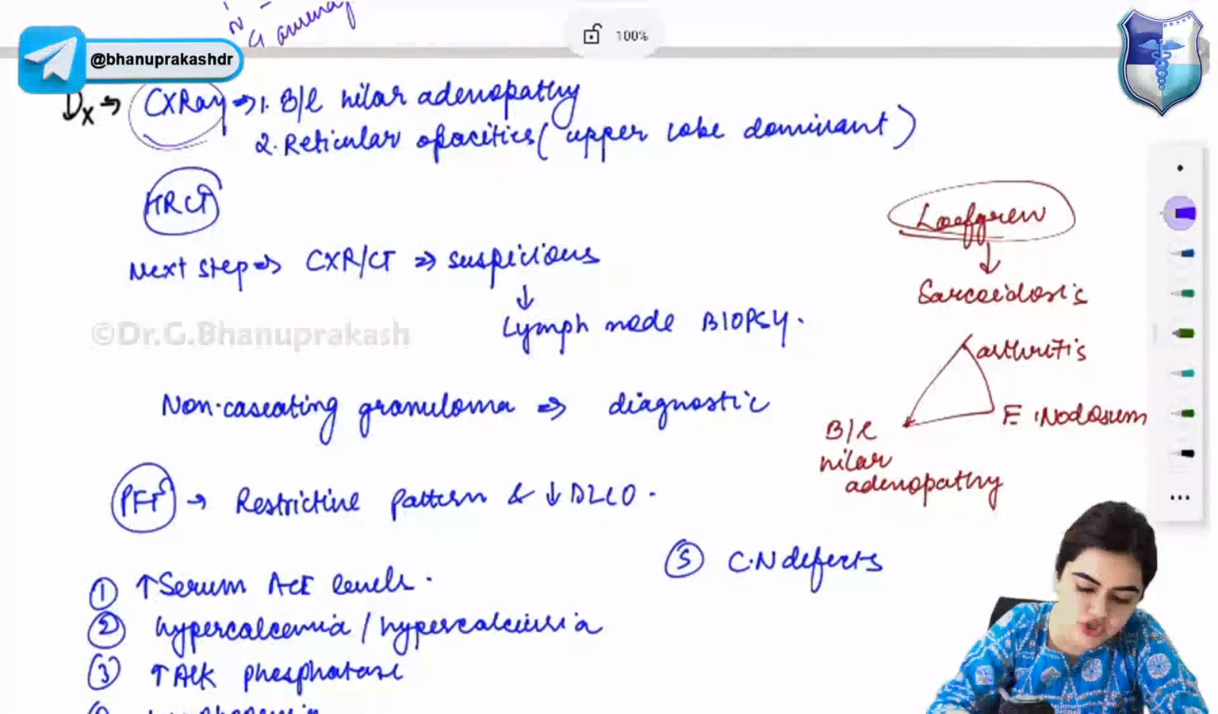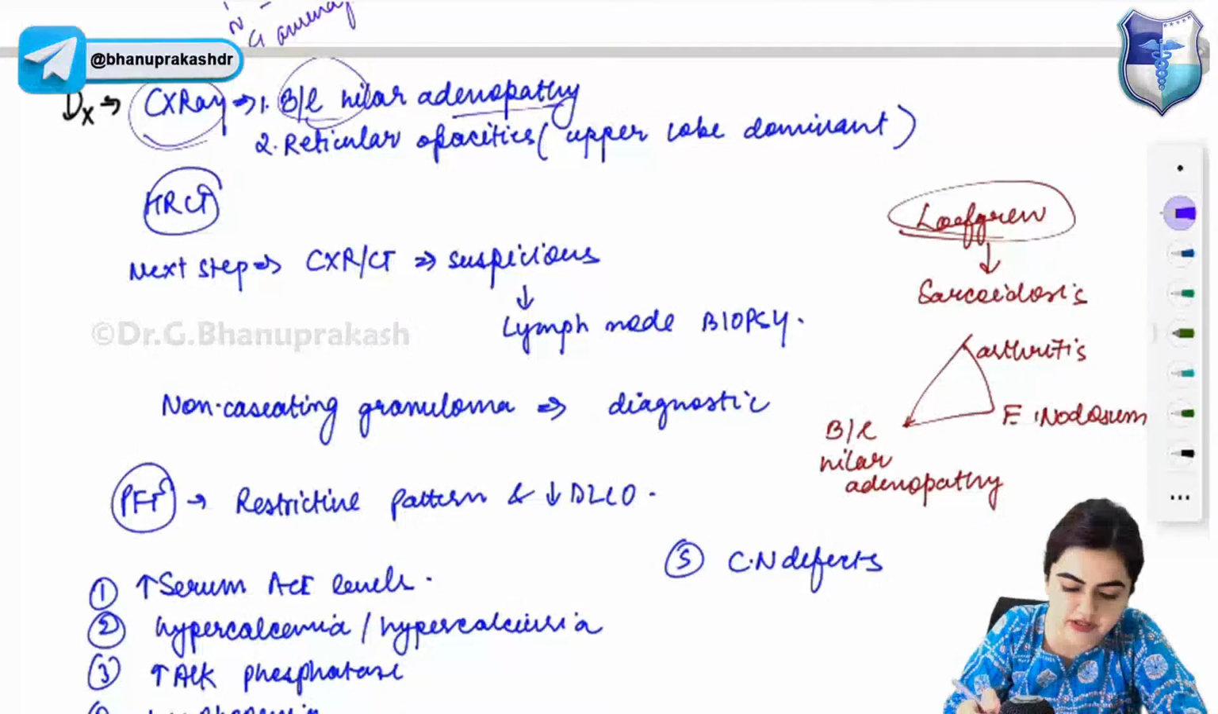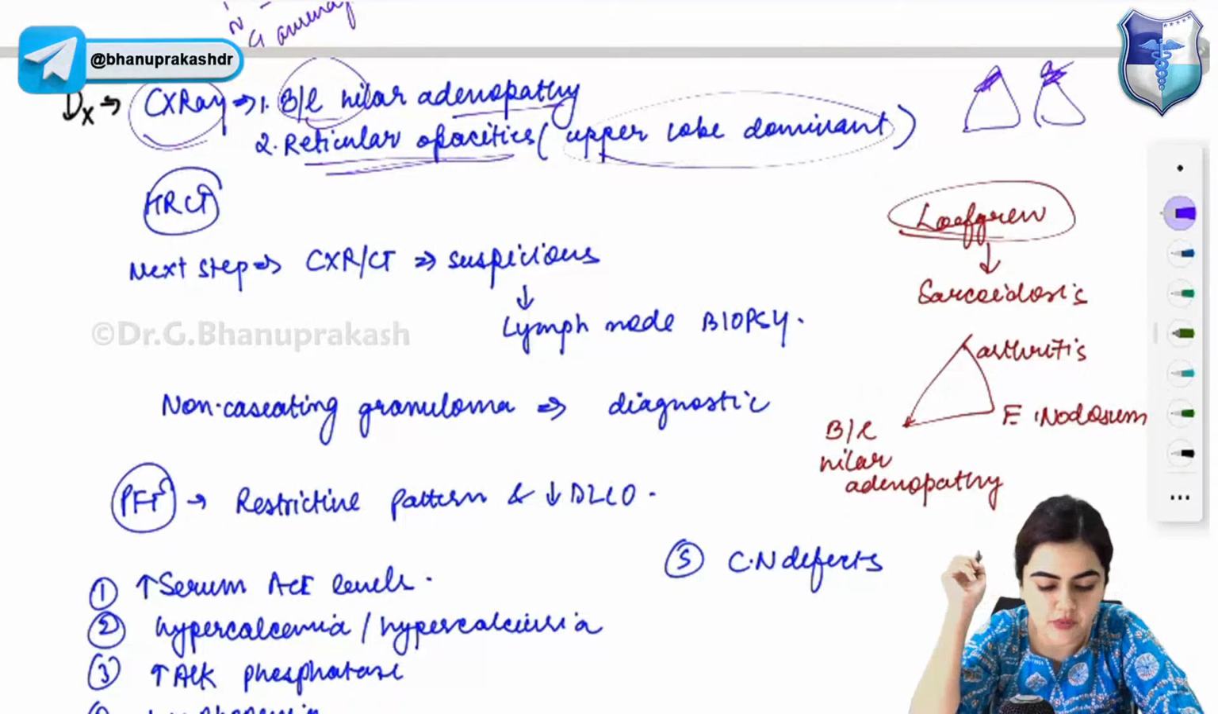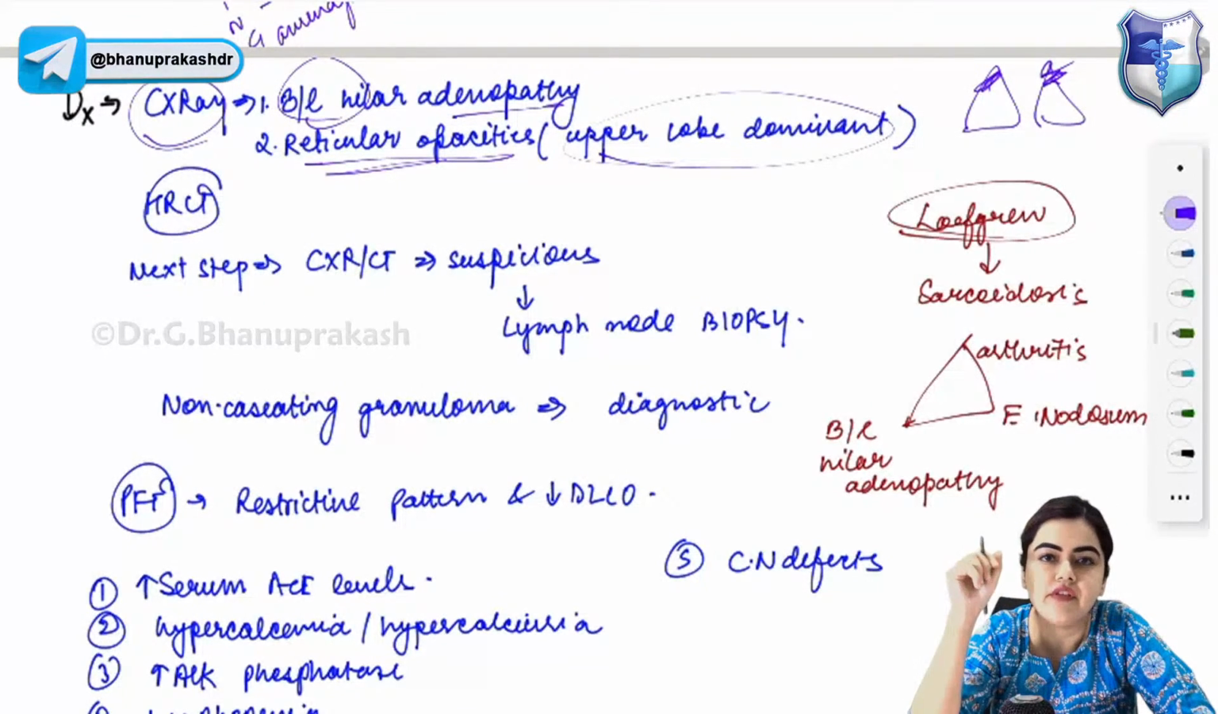Now, how do you perform the diagnosis of sarcoidosis? In chest x-ray, you will find bilateral hilar adenopathy and reticular opacities which are predominant in the upper lobe, associated with hilar adenopathy.